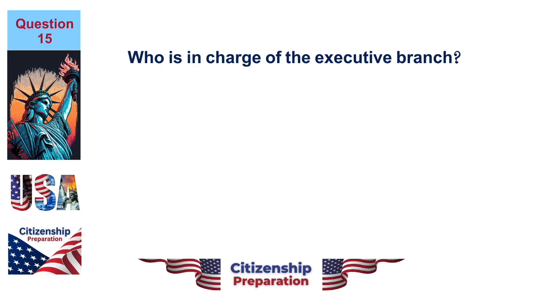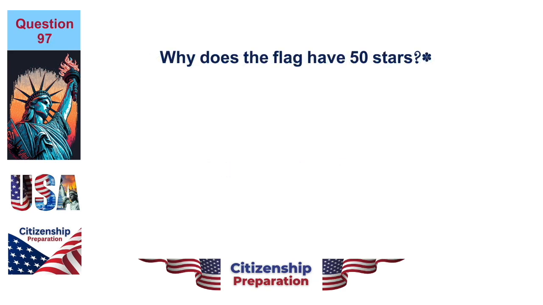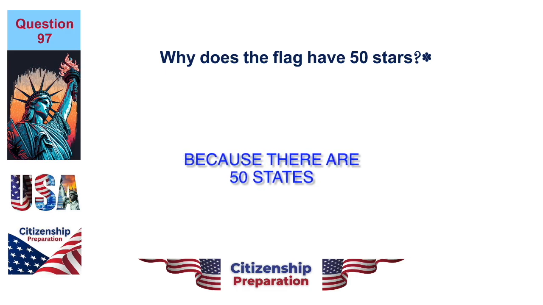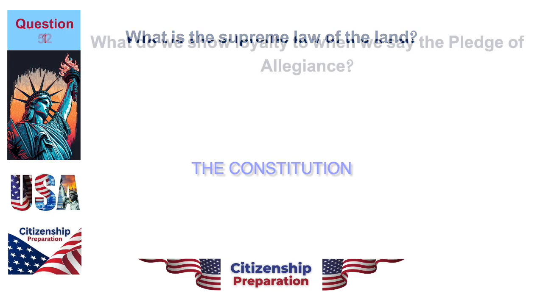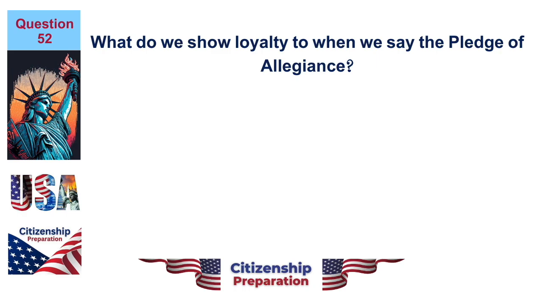Who is in charge of the executive branch? The President. Why does the flag have 50 stars? Because there are 50 states. What is the supreme law of the land? The Constitution. What do we show loyalty to when we say the Pledge of Allegiance? The United States.